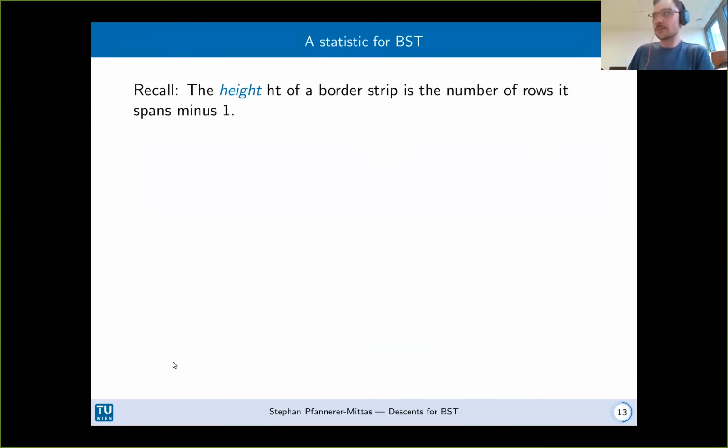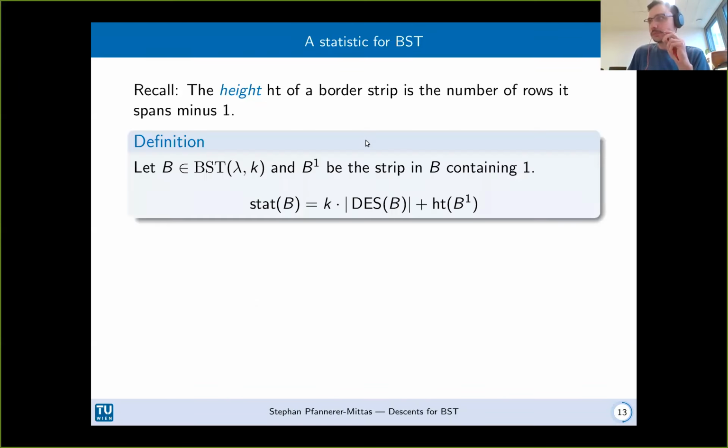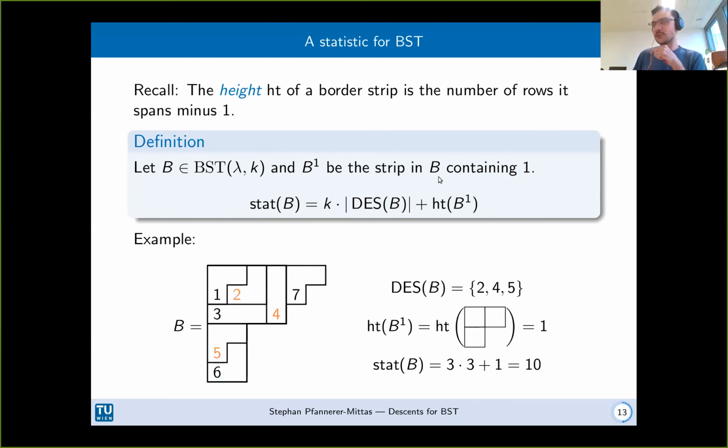The statistic comes now on the next slide, and for this I want to recall that the height of a strip is the number of rows it spans minus 1. And then the statistic is as follows. We calculate the strip size k times the number of descents plus the height of the strip containing 1. It's easiest to see in this example.